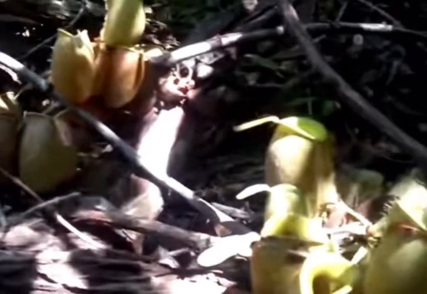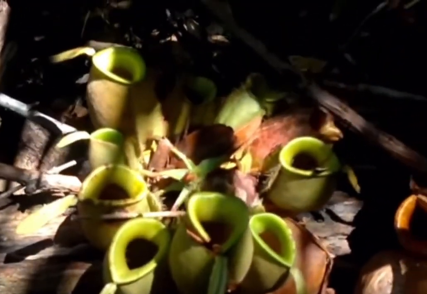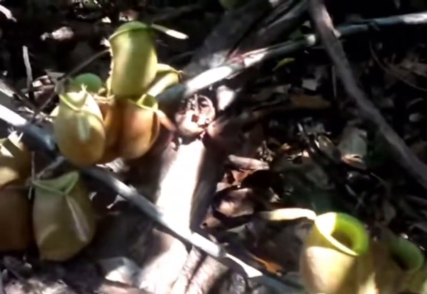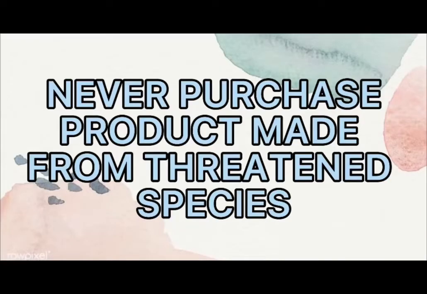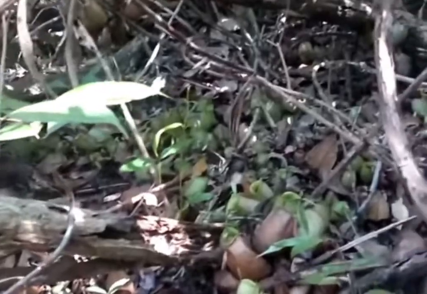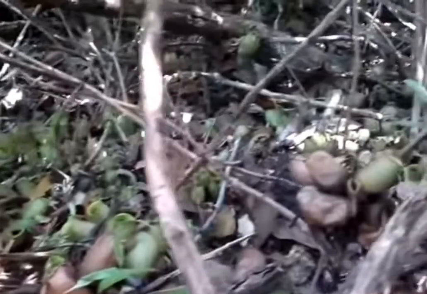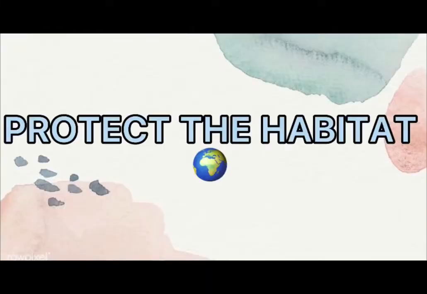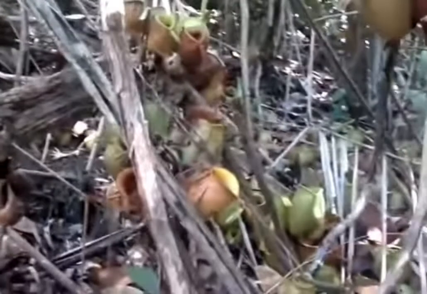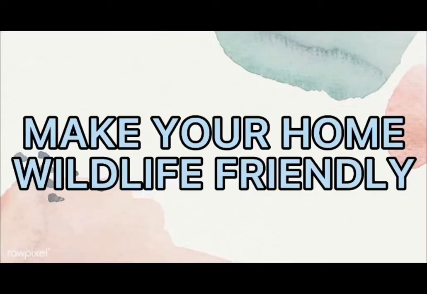As Nepenthes is one of the endangered species, we have the responsibility to preserve the species and the nature. One way to save endangered species is to never purchase products made from threatened or endangered species. Another reason to save endangered species is that harassing wildlife is cruel and illegal because it can lead to their extinction. By protecting habitat, entire communities of animals and plants, especially endangered species, can be protected together. Last but not least, make your home wildlife friendly.